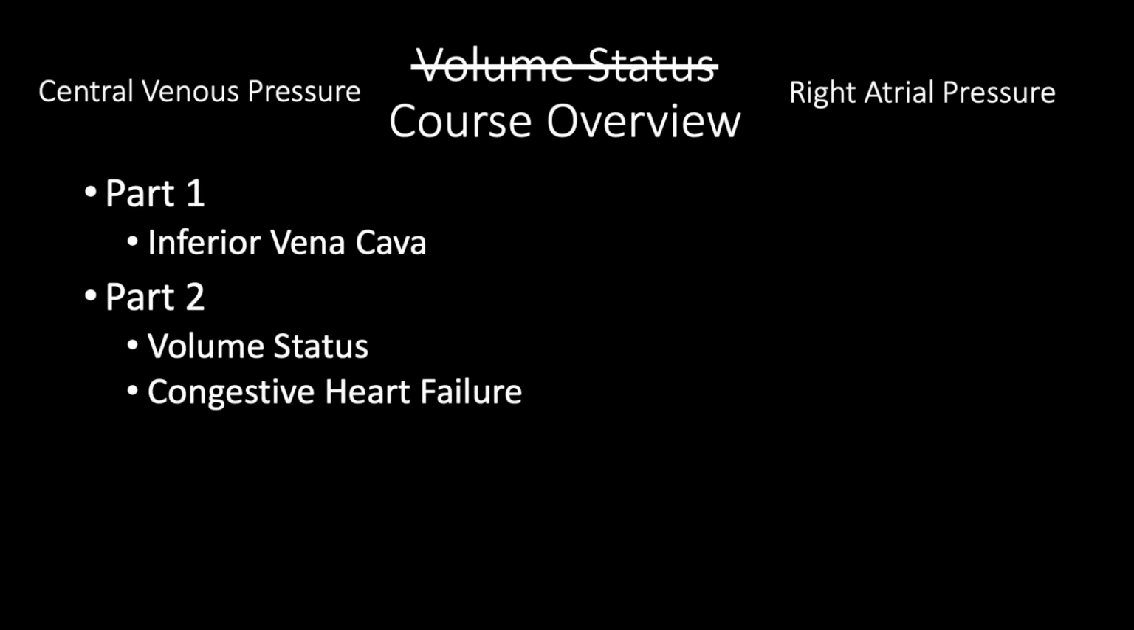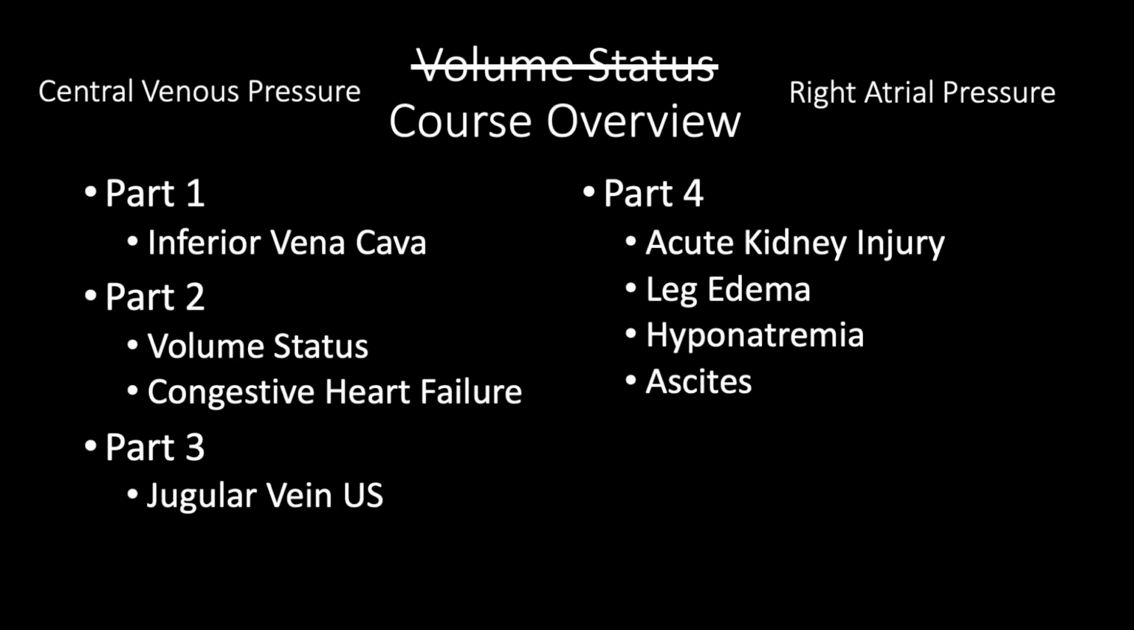So the best way to assess for central venous pressure is going to be your inferior vena cava. So I'm going to teach you how to get quality images and discuss the pitfalls of those images as well. Then we'll apply that information to some volume status cases, particularly with congestive heart failure and shortness of breath patients. The other way to assess central venous pressure will be the jugular venous ultrasound. And finally, we'll go through other common clinical scenarios like acute kidney injury, leg edema, hyponatremia, and ascites. And finally, we'll talk a little bit about shock.